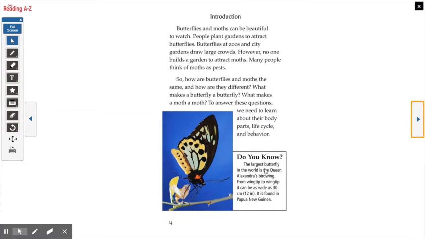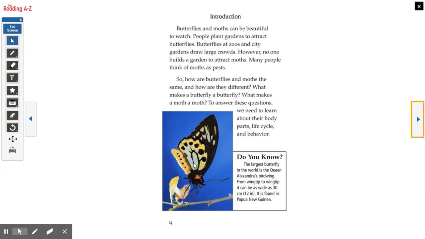Do you know, the largest butterfly in the world is the Queen Alexandra's birdwing. From wingtip to wingtip, it can be as wide as 30 centimeters or 12 inches. So that's 1 foot, which is the size of one whole ruler. It is found in Papua New Guinea. That's an island over near Asia. So here's the photograph of it.